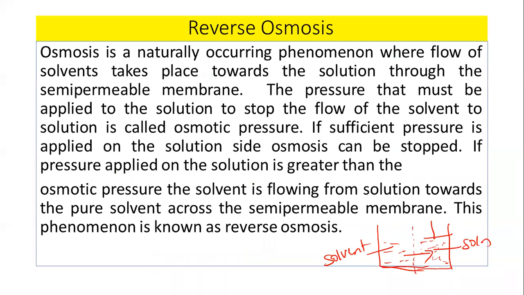So what is reverse osmosis? Reverse osmosis is the opposite of the osmosis process. In the reverse osmosis process, there is a flow of the solvent from the solution side to the solvent side, and in the osmosis process, the flow of the solvent is from the solvent side to the solution side. So this is the difference between osmosis and reverse osmosis. This is about the reverse osmosis technique.